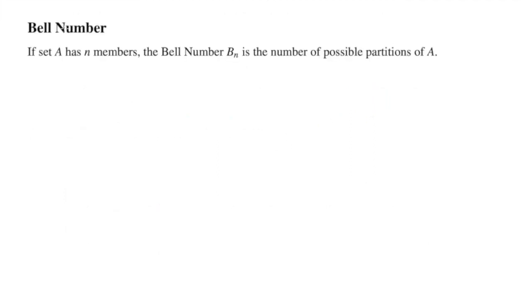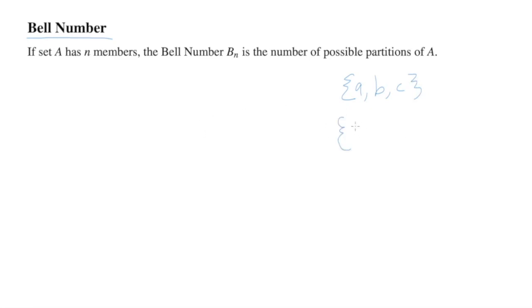Okay, the last concept I want to talk about is the Bell number. So what does that mean exactly? If a set A has n members, the Bell number B of n is the number of possible partitions of A. Let's look at a really easy example. Say we have a set of 3 members, A, B, C. Let's try and think of what the possible partitions of A, B, and C could be.